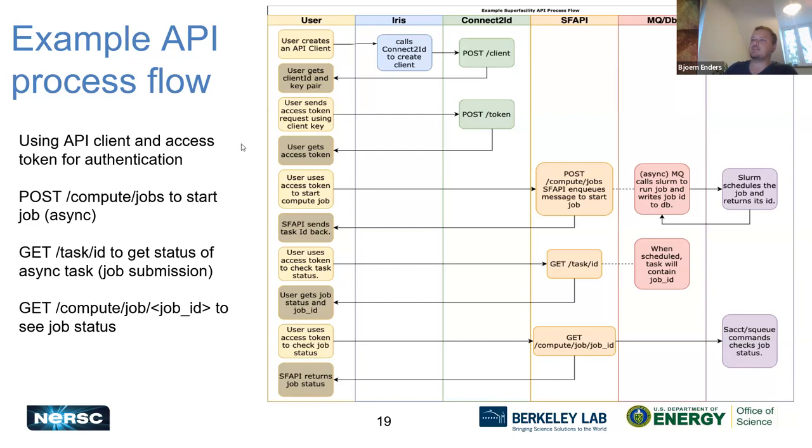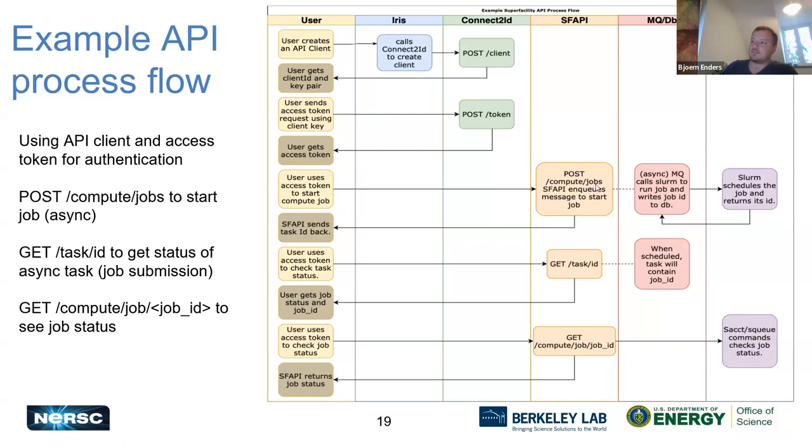So what happens if you want to use the API, the process flow is that you first create the client, which calls Connect ID to create a client. Then you get a client ID and key pair, and you need to store it safely, just like an SSH credential. Once you exchange those for an access token, you can use the token on the API layer. This is just Iris and Connect ID, but once you have a token, you can go on to the API layer.